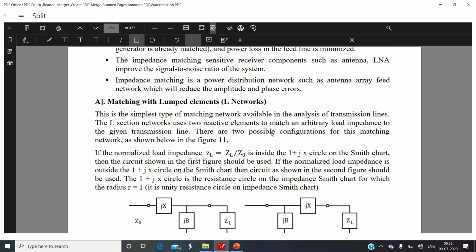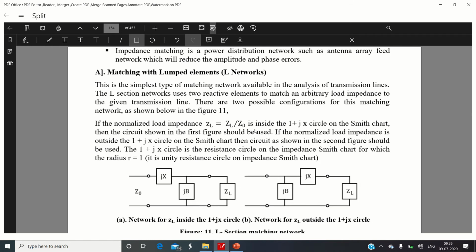Now let us go ahead with the second method of impedance matching: impedance matching using the lumped element technique. We will come across that particular video on what we mean by lumped element and distributed element, and we will see that within no time. But let me explain here what we mean by lumped types.